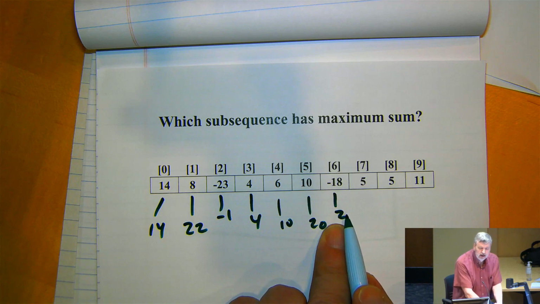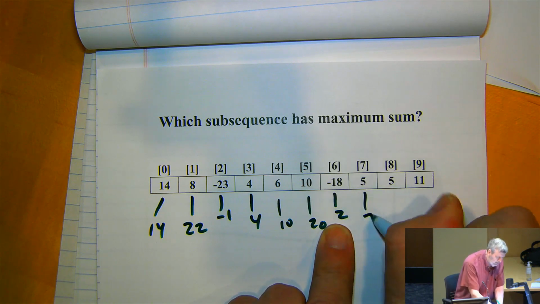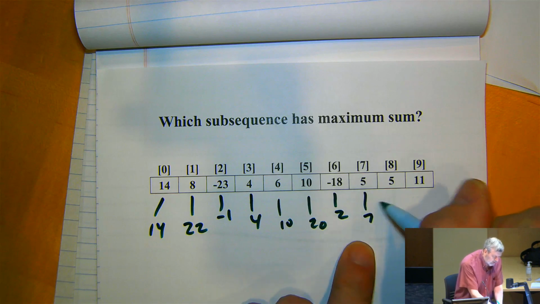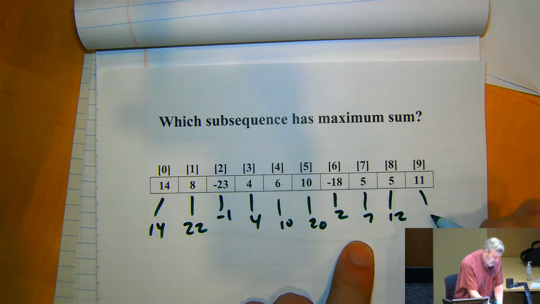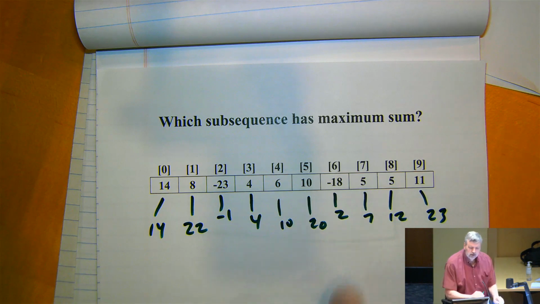So we basically say, oh, well, then we do want to include what came before, and that would give us a sum of 7. Here that would give us a sum of 12. And here that would give us the sum of 23. So by making one pass through this, we can figure that out.